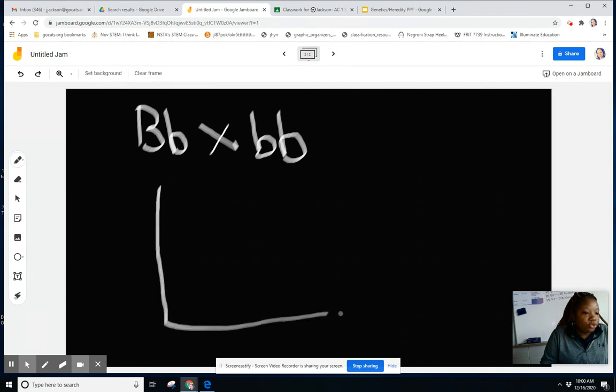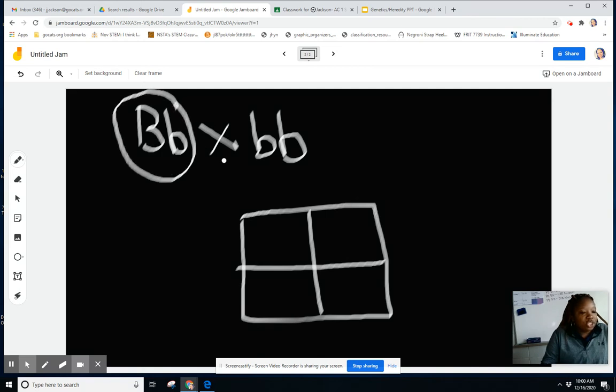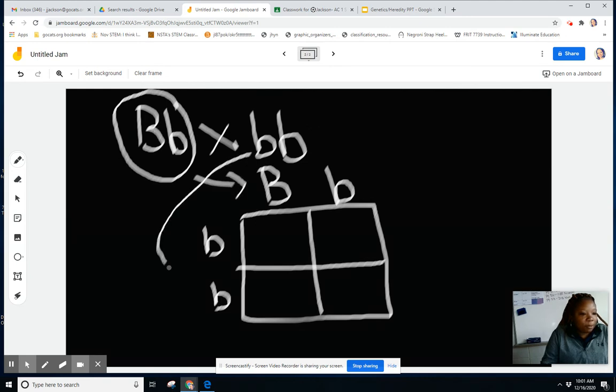Okay, so what you do is you draw a box. I want to come down just a little bit. So we're going to draw a box right here, okay? And in your box, you're going to have 4 boxes inside of the box. You always put one parent's genes at the top. So I just start with the first one, big B, little b, right here. And then I do little b down here. So I put one parent right here, and then I put a second parent right here, okay?